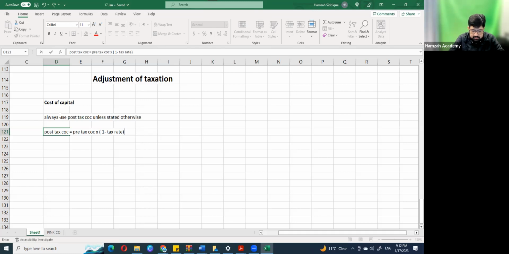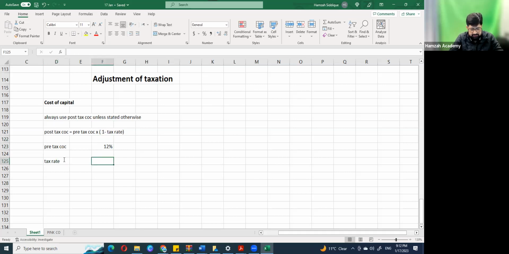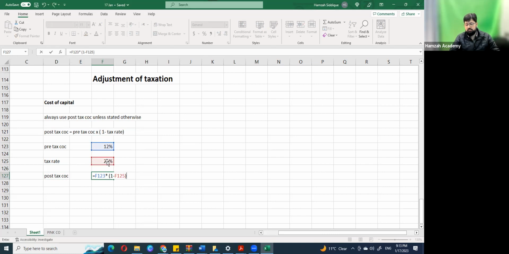Students, post-tax, for example, pre-tax cost of capital is 12%. Tax rate is 25%. What is the post-tax cost of capital? Pre-tax cost of capital into 1 minus this. 1 minus this.